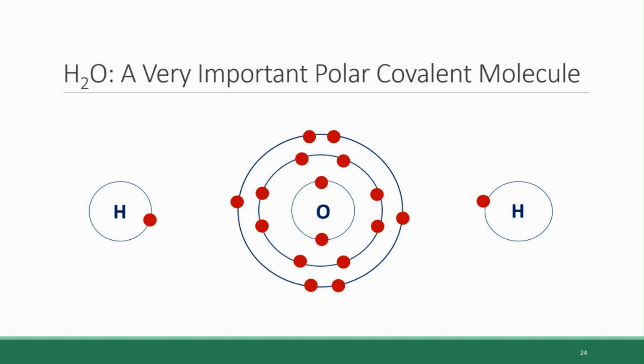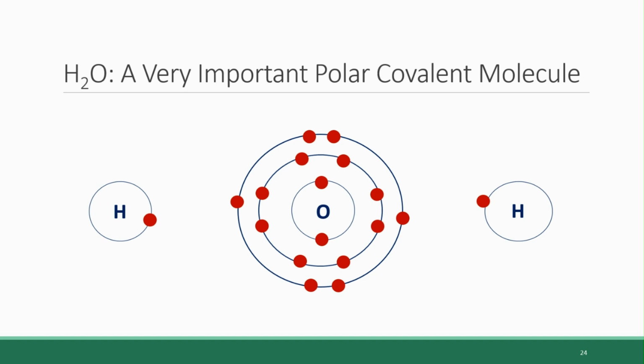So it's found inside of our cells. It's found outside of our cells. The weight of the average human body is about 60 to 70% water. And it's also found all over the surface of the planet. The majority of the Earth's surface is covered by water. Obviously, water plays a very prevalent role in life and the environment, but why is it so important?